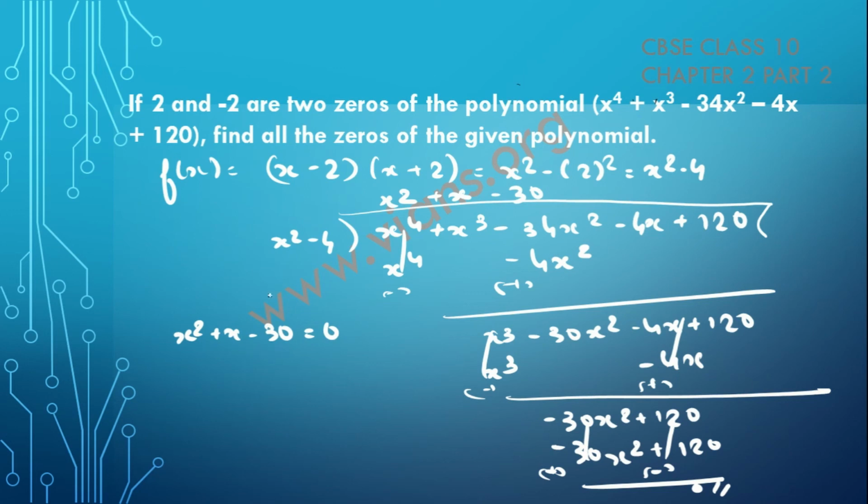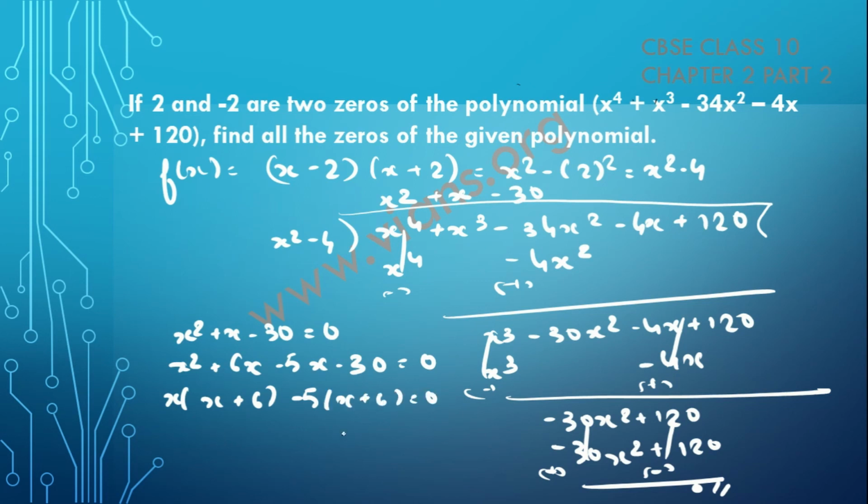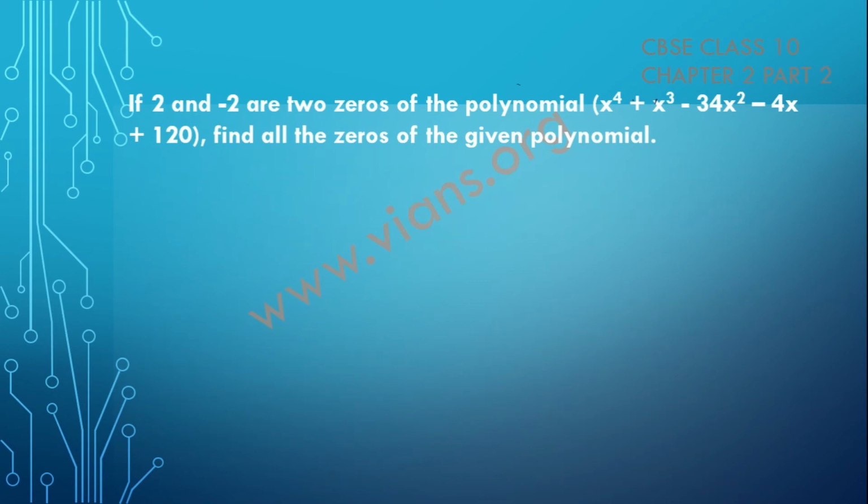What two numbers when multiplied give you minus 30 and when added give you 1? That's 6 and 5, right? So this can be written as x square plus 6x minus 5x minus 30 is equal to 0. Remove all the common factors. So x is the common factor between the first two terms, so it gives you x plus 6, and minus 5 is the common factor between the other two terms. So when you remove that, you get this. That means x plus 6 is equal to 0 or x minus 5 is equal to 0. That means x is equal to minus 6 or 5. This is what the solution to your problem is.